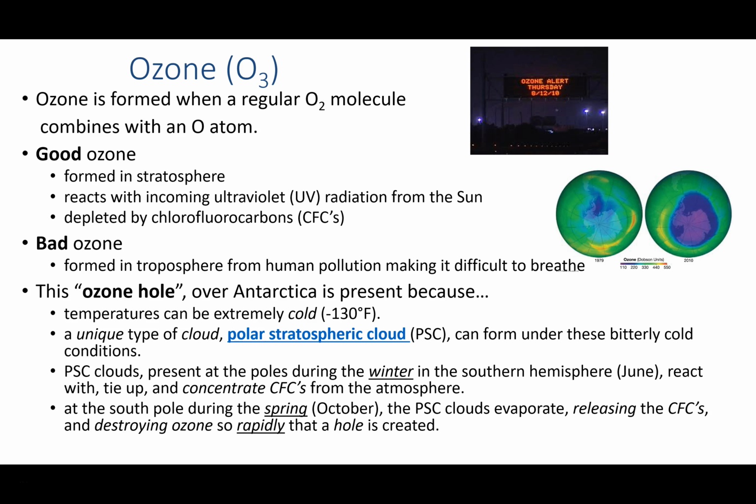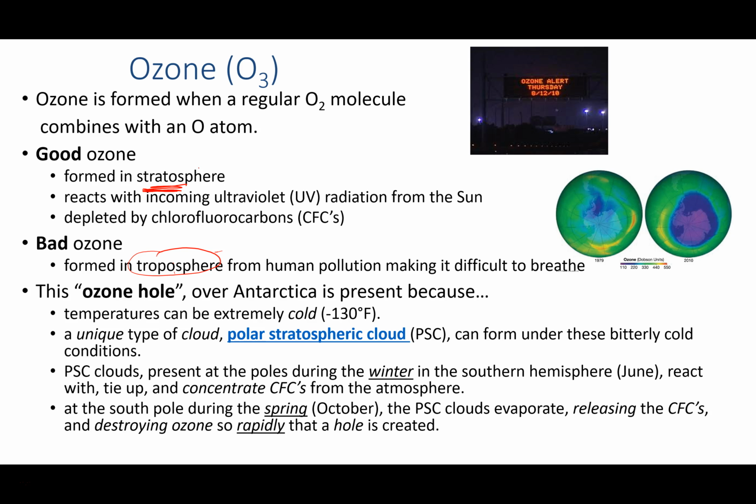Ozone. Actually, there is good ozone and bad ozone. Good ozone is a layer of ozone in the stratosphere. Bad ozone is in the troposphere. I have a slide coming up. You're going to want to know what the layers of the Earth's atmosphere are, but the one closest to the Earth's surface is the troposphere, followed by the stratosphere.